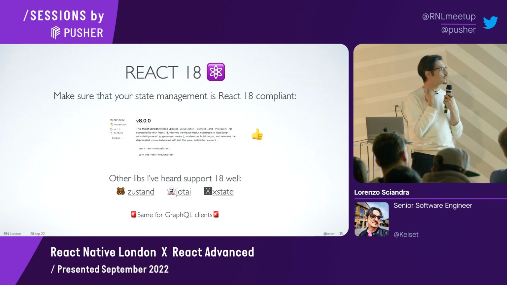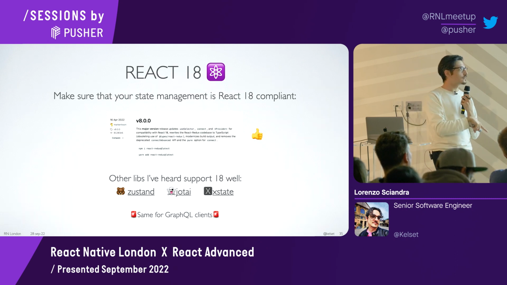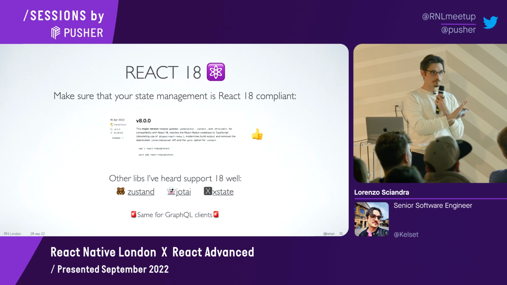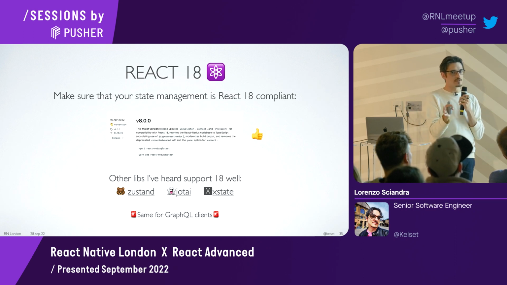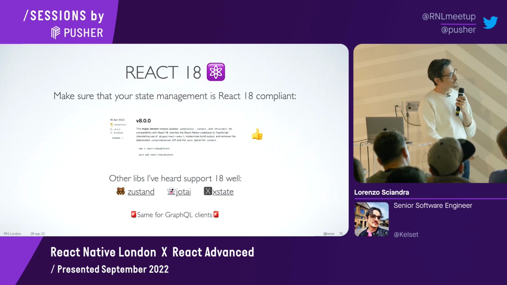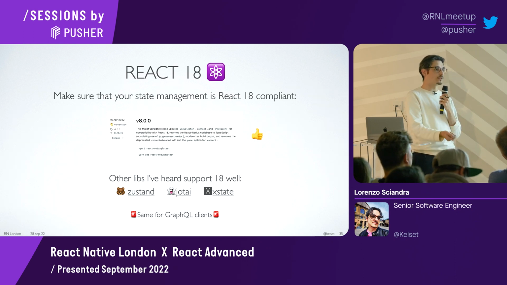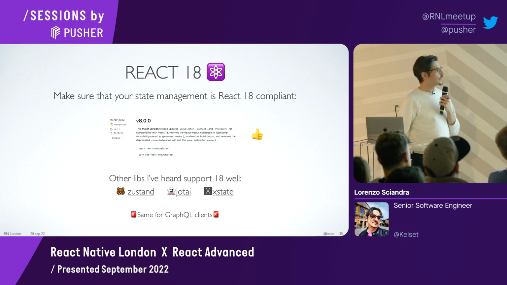It's a problem because this means that when you want to use React 18, you need to make sure that at least your state management is fully compliant, because if not, you could literally have parts of your app on different states. And this means that it's another bit of migration that you will need to put on top of migrating to Fabric, to the new architecture.